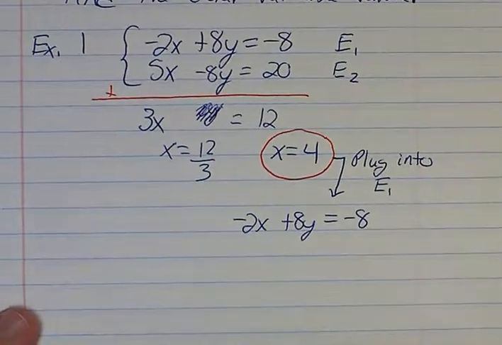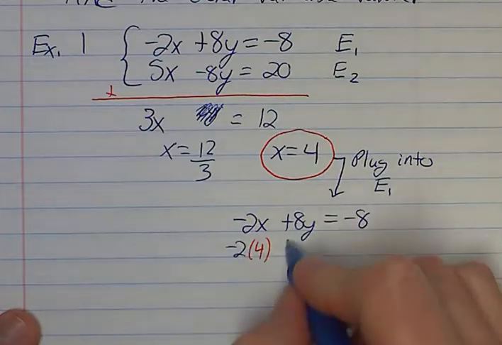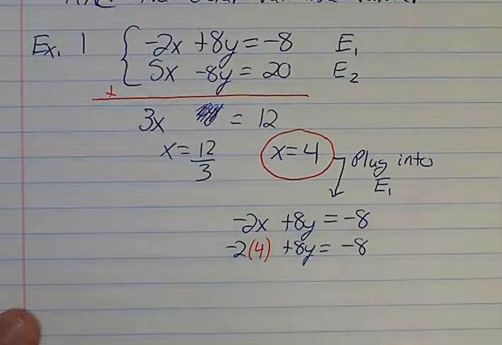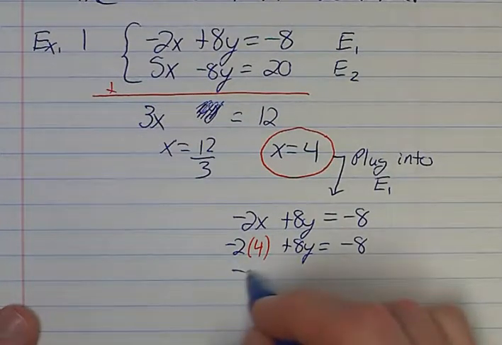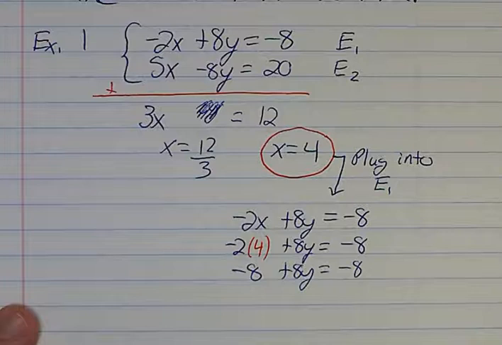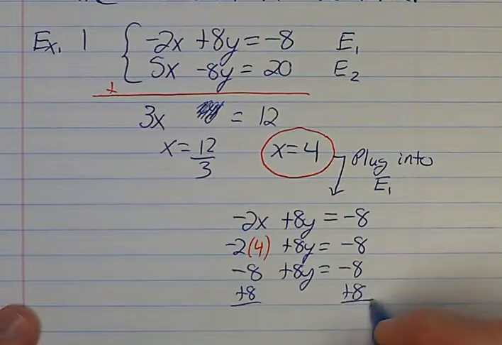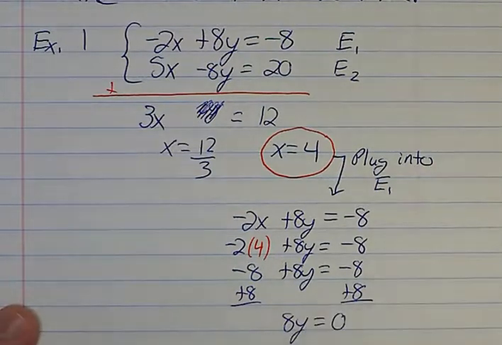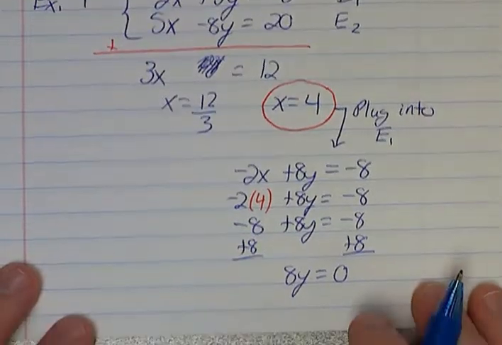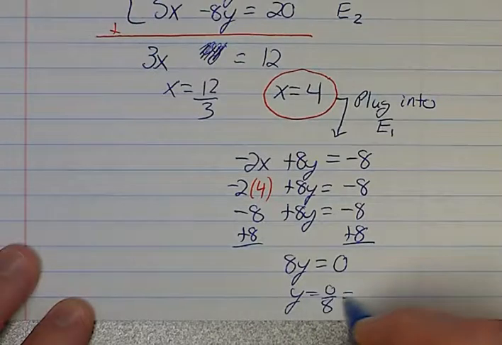Okay, so we're going to take out the x and plug in a 4. So it's negative 2 times 4 plus 8y equals negative 8. Okay, so negative 2 times 4 is a negative 8. You got to get rid of this negative 8, so we're going to add 8 to both sides. You got 8y equals 0. And if 8y equals 0, when you divide 0 by 8, that is going to be 0.